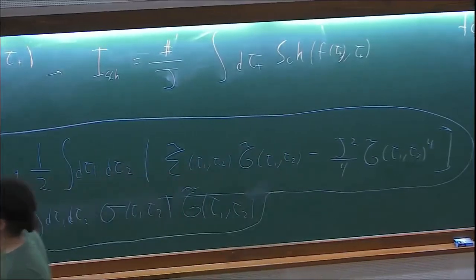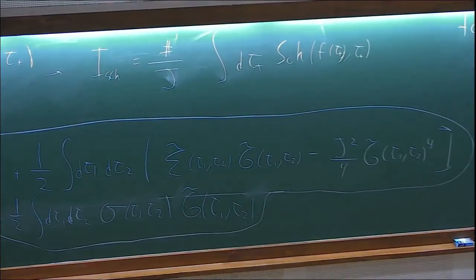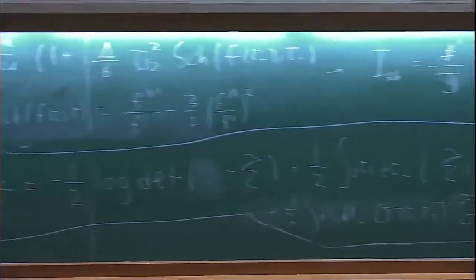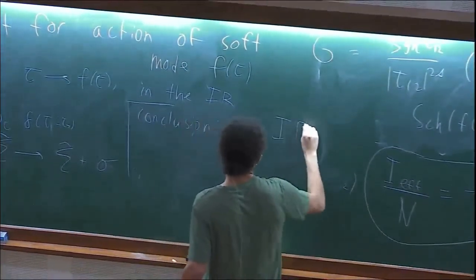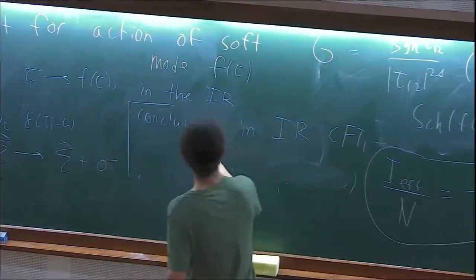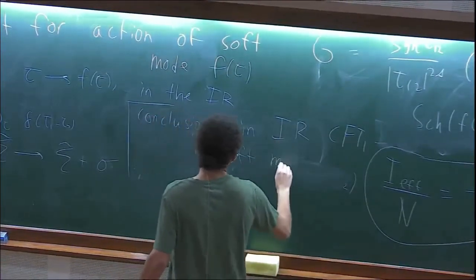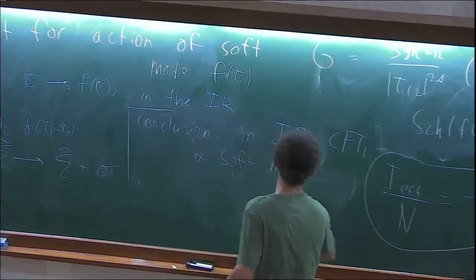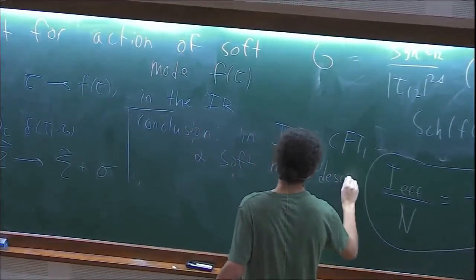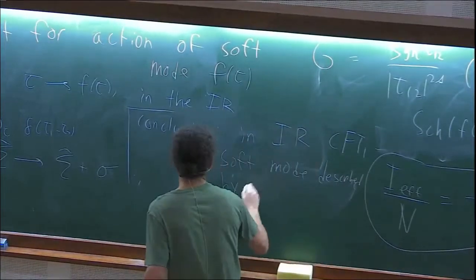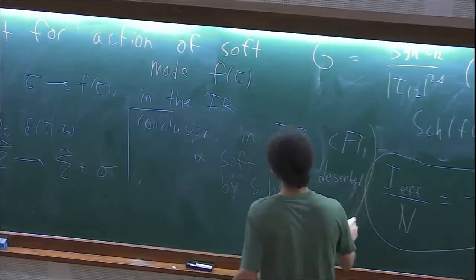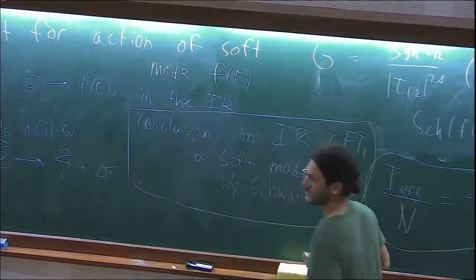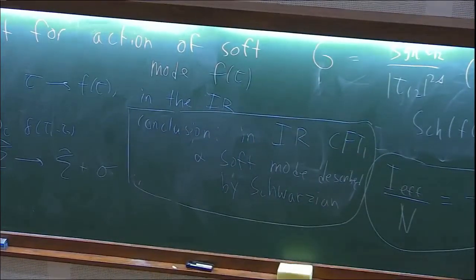So the conclusion is that in the infrared, we have a CFT1 plus a soft mode, which is described by the Schwarzian action. So that's the theory that we have in the infrared, and that's the one we're going to study from now on.